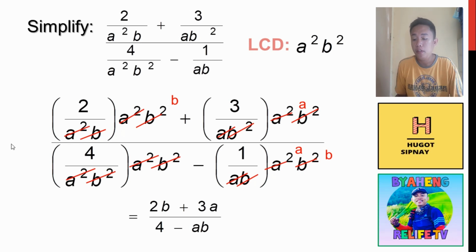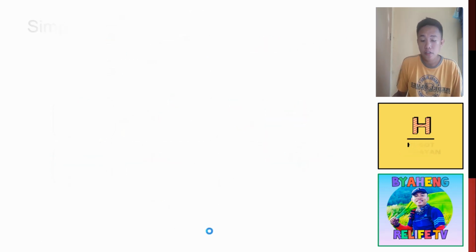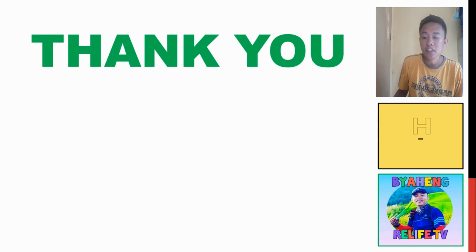That is all that remains. 2b, 2 times b, 2b. 3 times a, 3a. 4, that is the 4 there. 1 times ab, that is the ab. Okay? So, those are our steps.